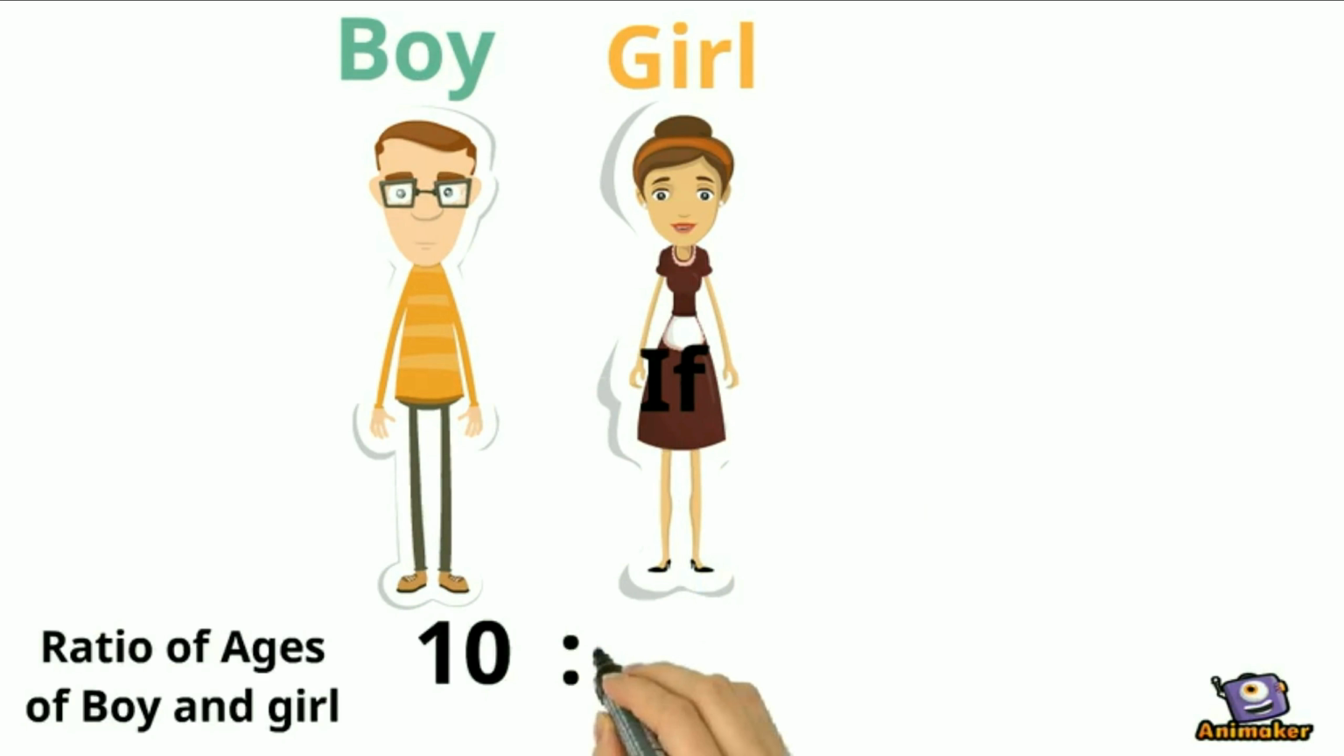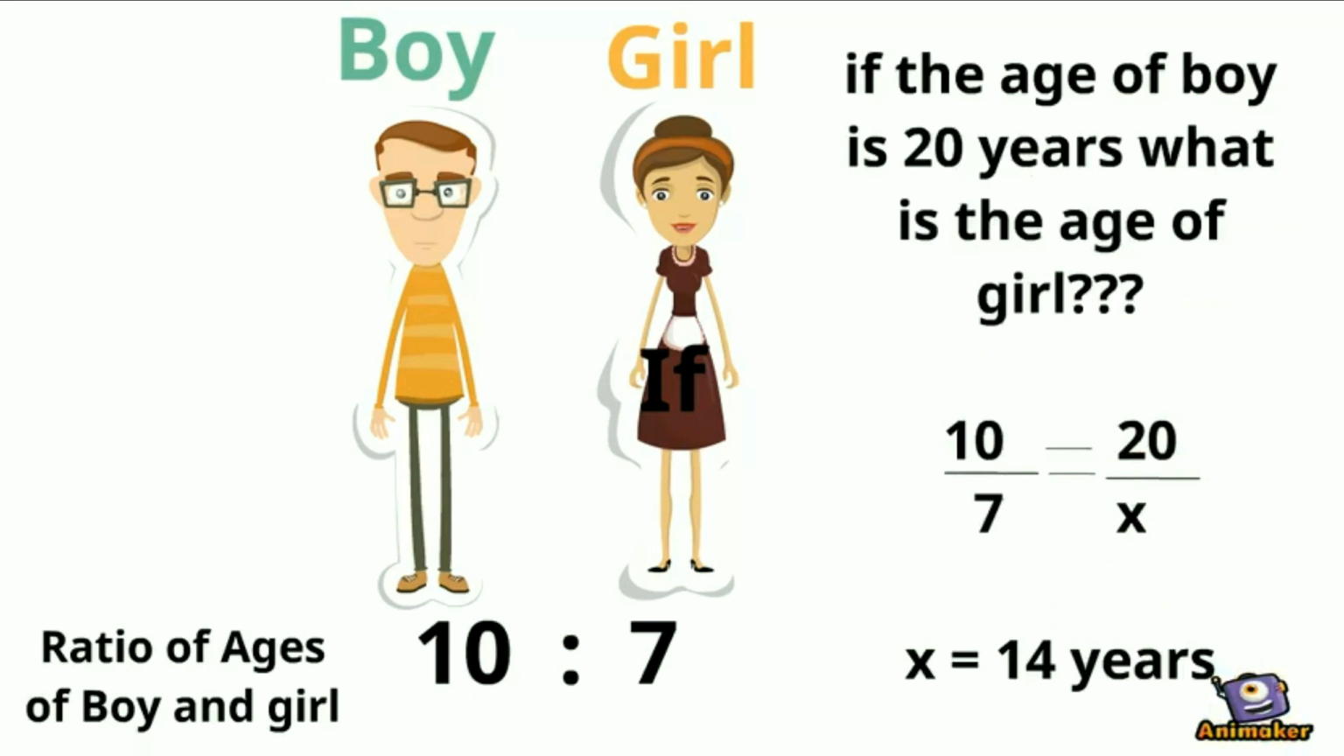A boy and a girl have an age ratio of 10:7. If the boy's age is 20 years, what's the age of the girl? The simple concept is that 10 divided by 7 is the ratio of the age of the boy and girl. If 10 is 20, 7 is x, so x will be calculated as 14 years.